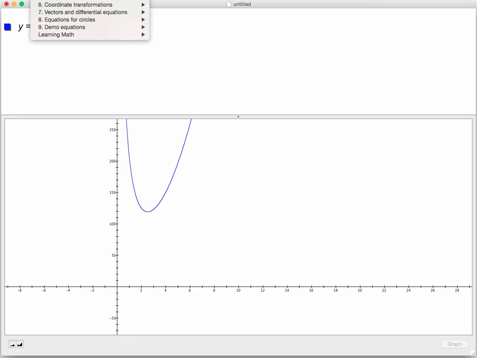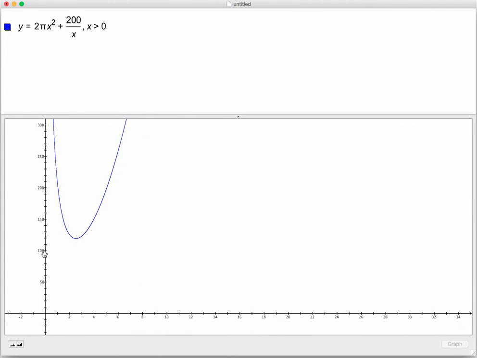So I'm actually going to just keep that graph, move it over here a little bit, and trace along until we get the minimum point. And so that minimum point occurs at a certain x comma y ordered pair. Let's just take a screen snapshot of that.